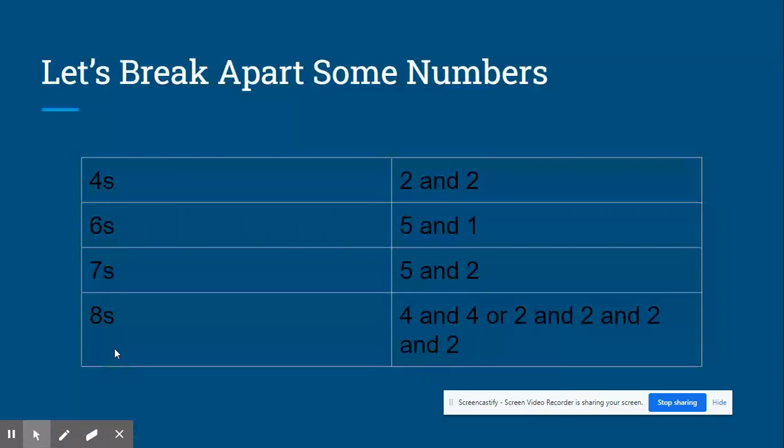So this is kind of like what I was just saying. This chart is showing the best ways to break apart these numbers when you are multiplying. So when you are multiplying with fours, you want to break up that 4 into a 2 and a 2. When you are multiplying with sixes, you want to break it up into a 5 and a 1. With sevens, a 5 and a 2. And with eights, you have two ways. You can break it up into a 4 and a 4, or a 2 and 2 and 2 and 2. All right, let's keep going.